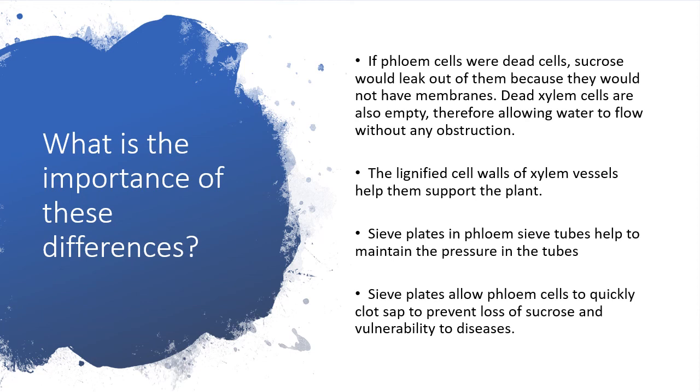So when you look at a tree, trees are very sturdy because the xylem vessels in them also add to that strengthening. The sieve plates in the phloem tubes help to maintain pressure in the tubes, because when the sieve plates are there, you're able to keep a certain section pressurized in order to facilitate transportation. And also sieve plates allow the phloem cells to quickly clot sap, so that there is no loss of sucrose, and also to reduce the vulnerability to diseases.